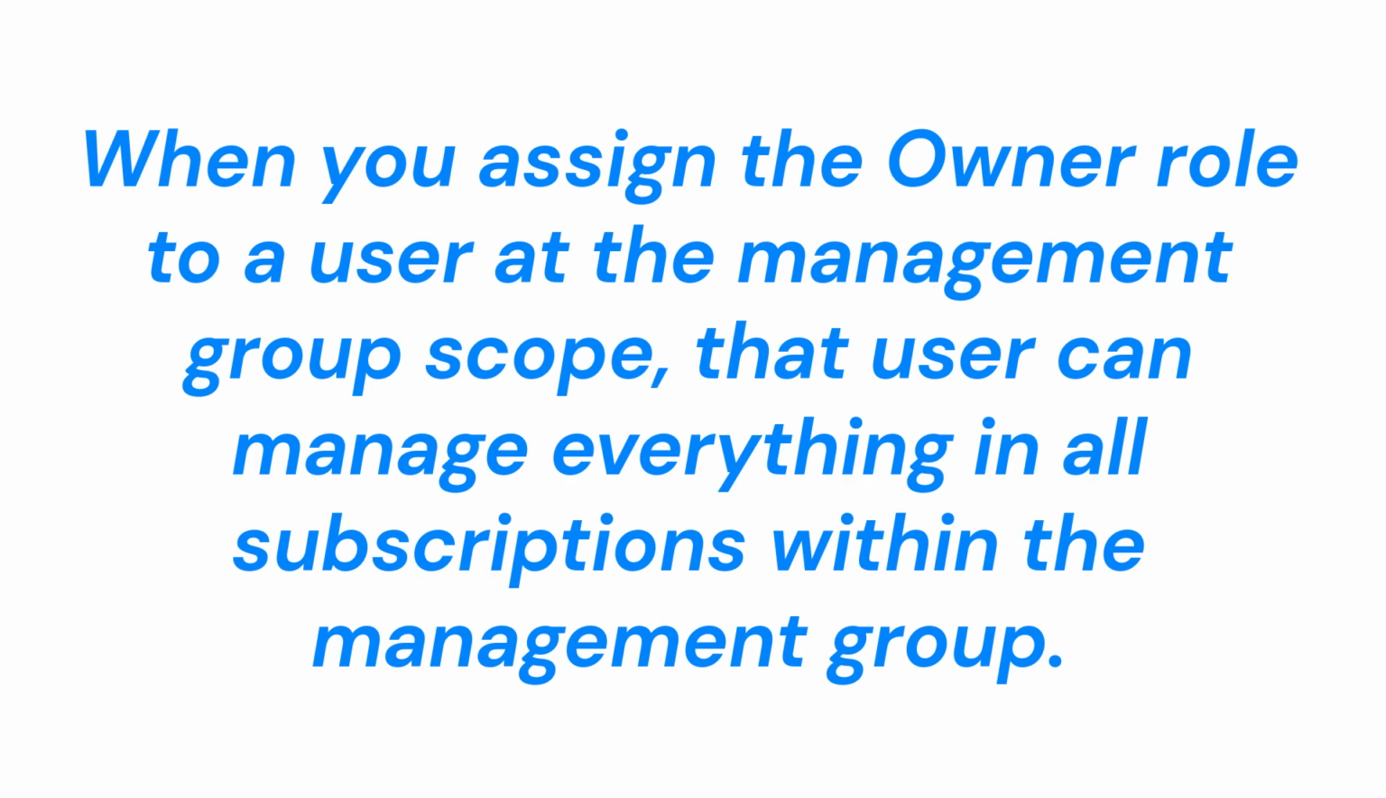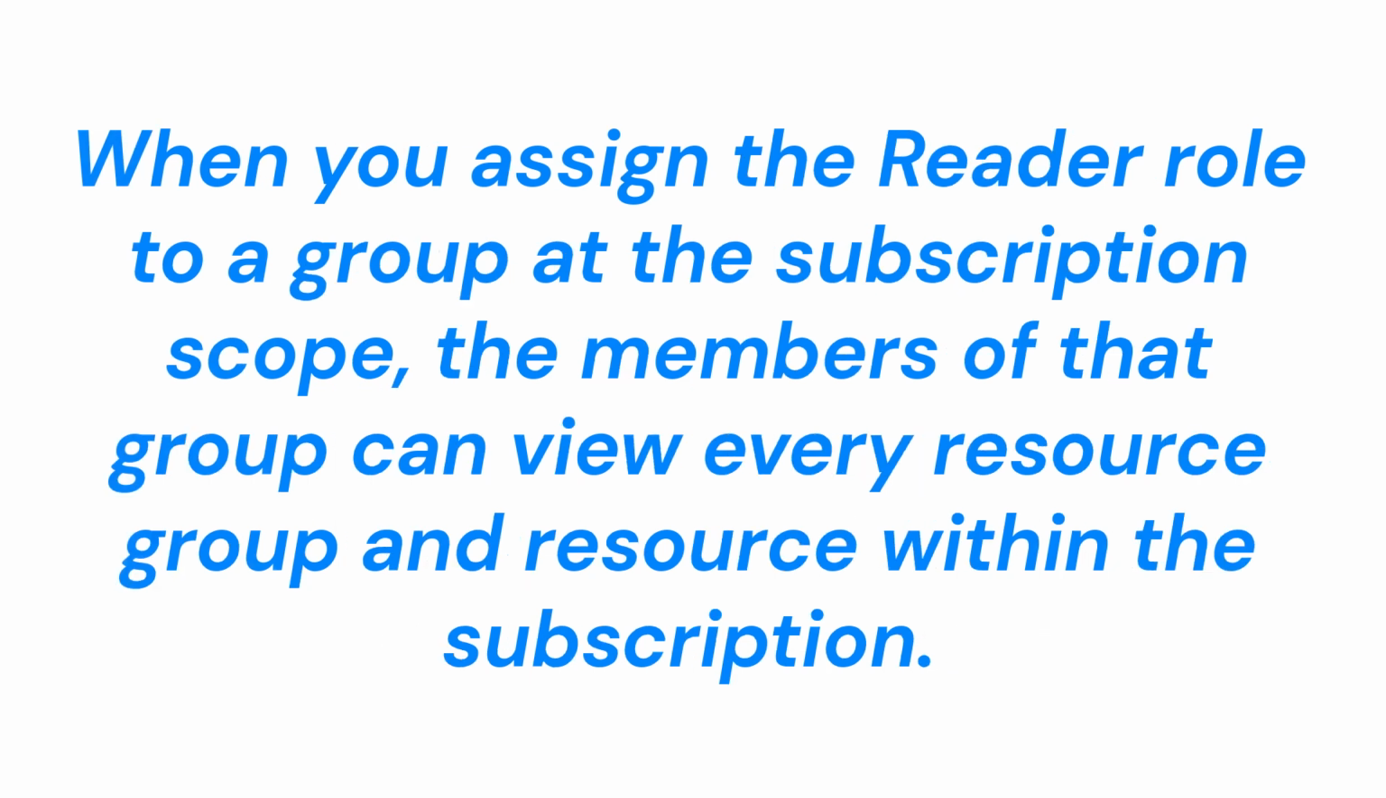Azure RBAC is hierarchical, in that when you grant access at a parent scope, those permissions are inherited by all child scopes. For example, when you assign the owner role to a user at the management group scope, that user can manage everything in all subscriptions within the management group. When you assign the reader role to a group at the subscription scope, the members of that group can view every resource group and resource within the subscription.